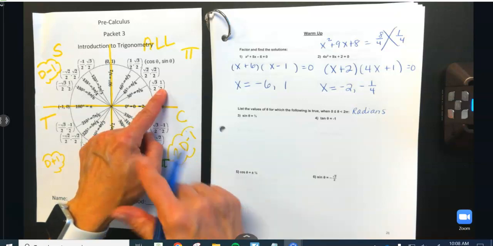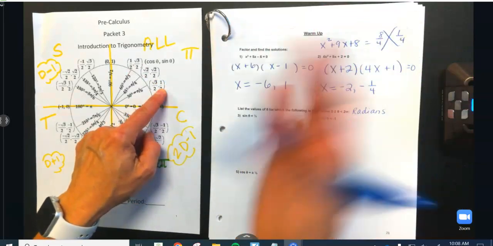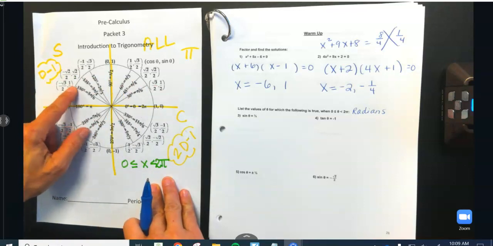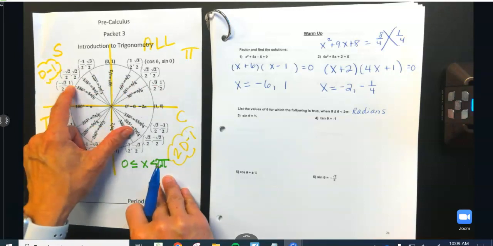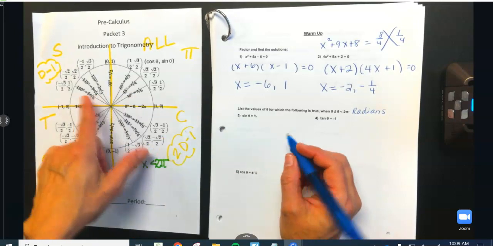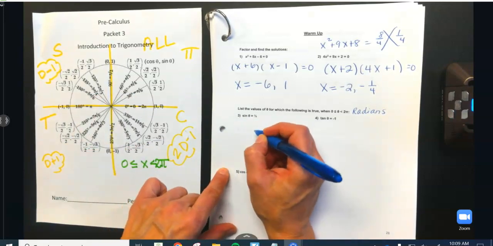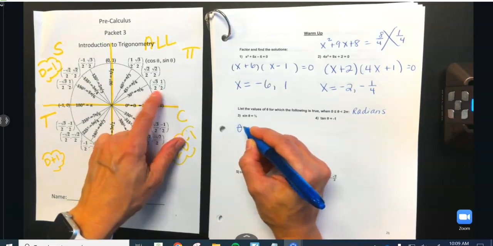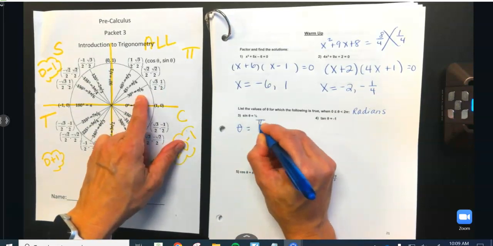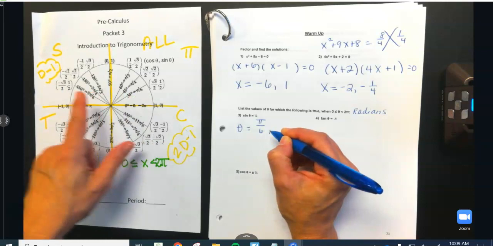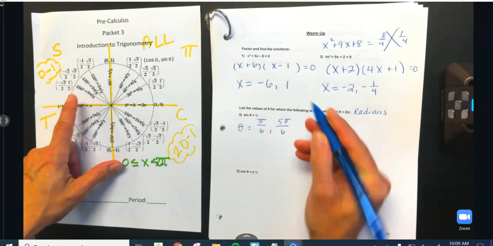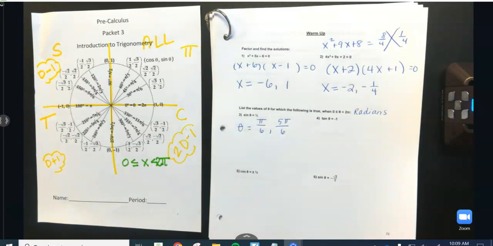It's up here above the origin, x or y is always positive above the origin. Also over here in quadrant 2. So what are the radians for where sine is a positive 1/2? The radians are pi over 6 and 5 pi over 6. That's the answer. That's what we're looking for here.